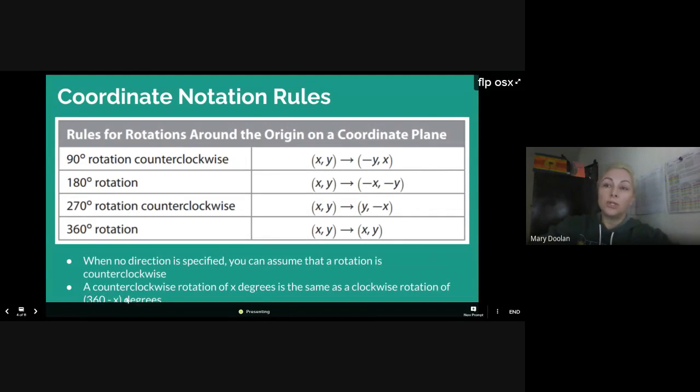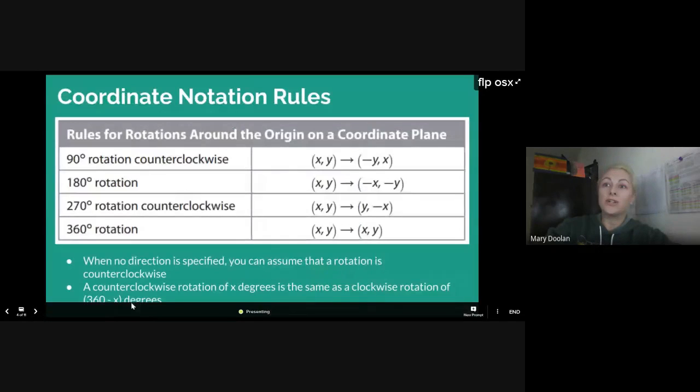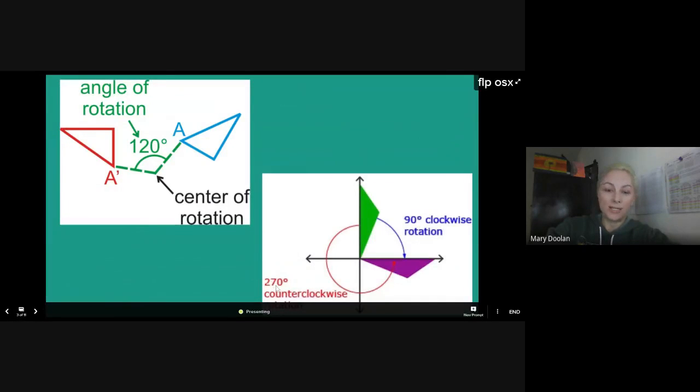Also, a counterclockwise rotation of x, some number degrees, is the same as a clockwise rotation of 360 minus x degrees. And that's what we saw in the last example, is that this rotation, 90 degrees clockwise, is the same as 270 counterclockwise, because 360 minus 270 gives me 90. A complete rotation is 360. 90 plus 270 is 360.